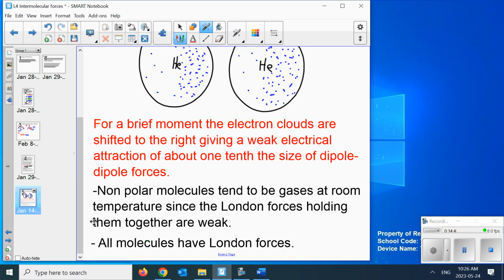So here we are. Any questions about this? London forces is what you use for non-polar. It just explains it.